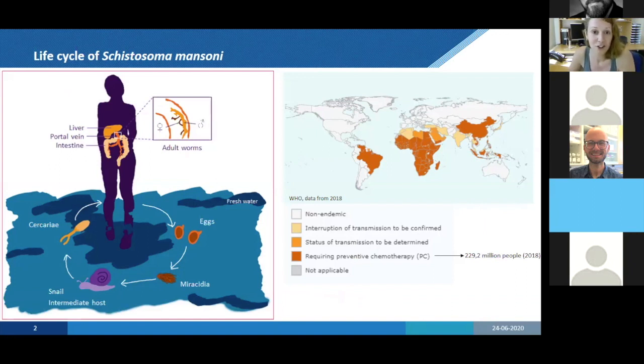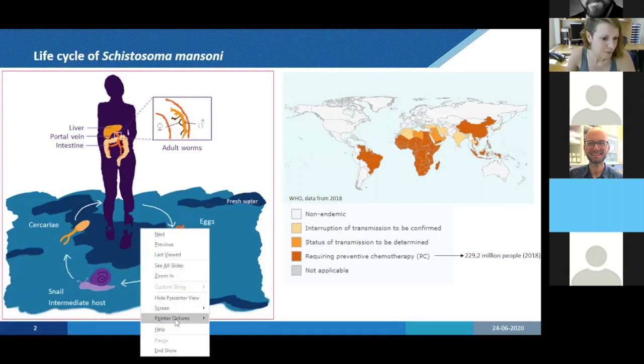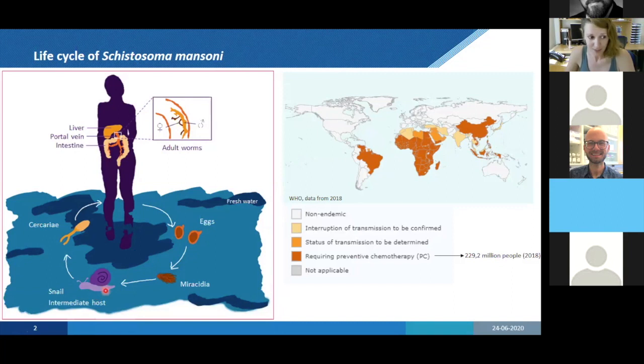So you might have heard of schistosomiasis or bilharzia. It's actually endemic in the tropical areas of the world, and over 200 million people are infected or at risk. And it is endemic in the tropical areas because of the intermediate host, which is a snail, which lives in the fresh water there.